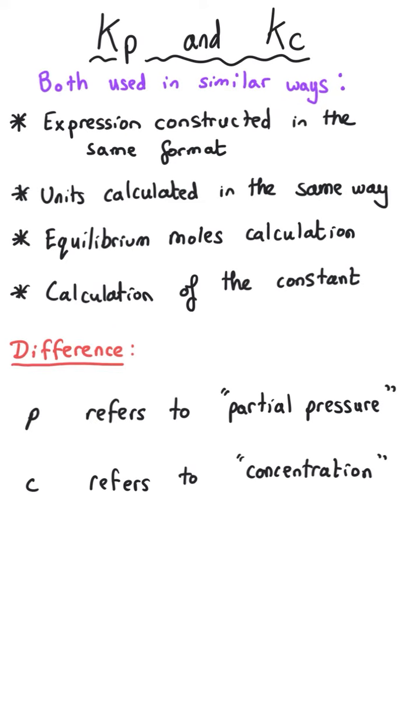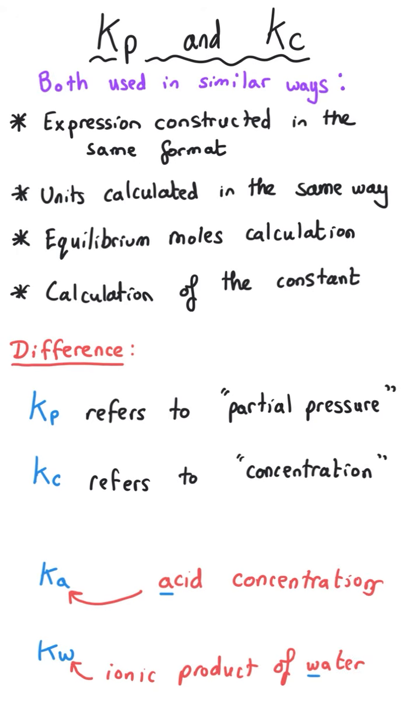And really the only difference comes from the fact that the P is to do with pressure, specifically partial pressure, whereas in the Kc expression, the C meant the concentration of the individual components. So the only real difference between these two terms is that Kp is concerned with the partial pressures of gases in an equilibrium mixture, whereas Kc is to do with concentrations. And you will encounter other equilibrium constant values as well, Ka and Kw.